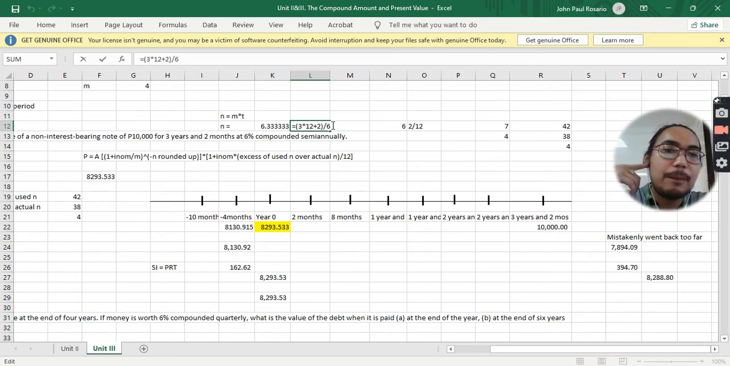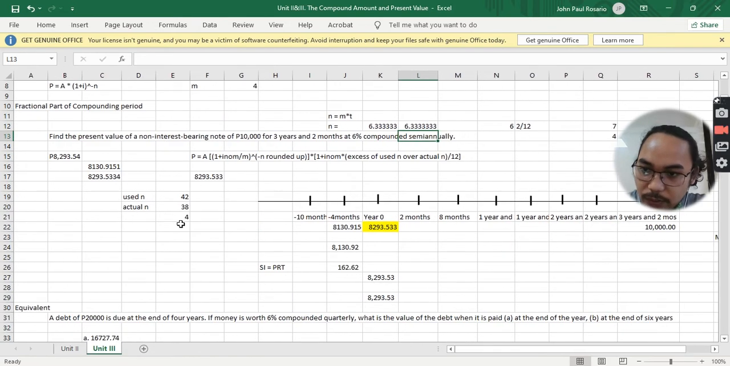Or what if the term was quarterly? So quarterly, 3 years and 2 months. And you mistakenly used 3 years and 6 months. But 3 years and 3 months would have been enough already. So you have to be careful in rounding up your compounding periods. Okay. So with that, we're done with our fractional part of a compounding period. Let's go to equivalent values.